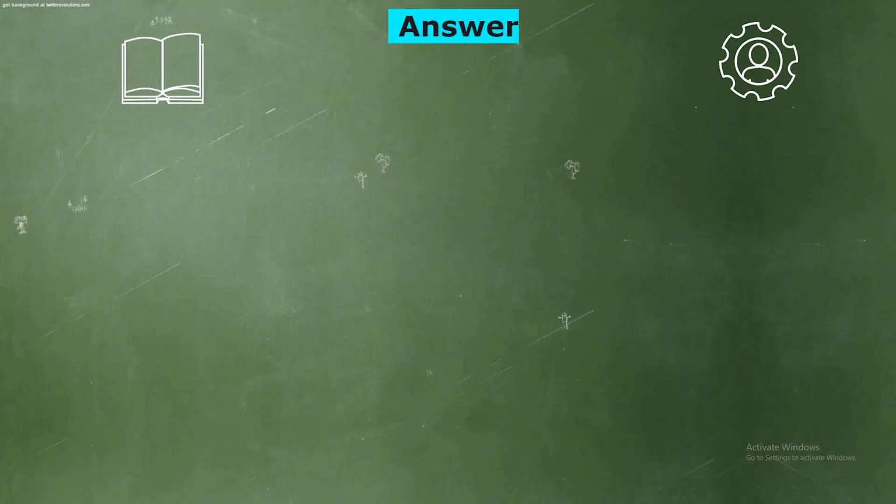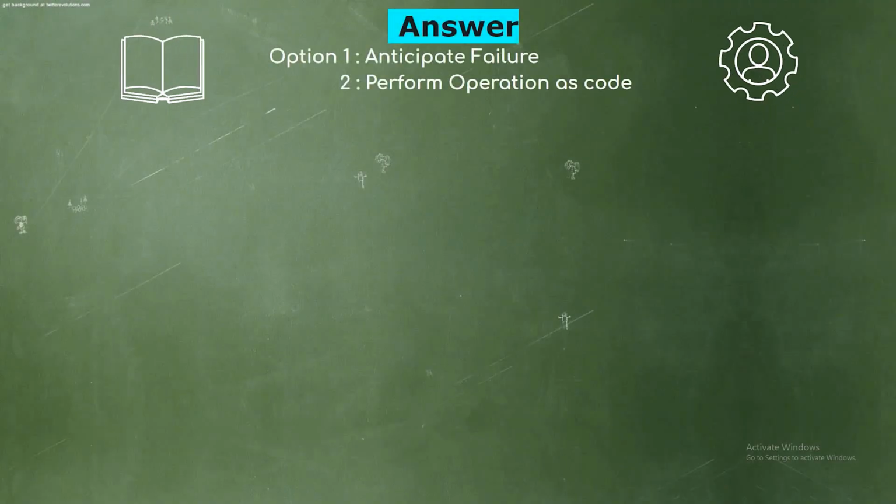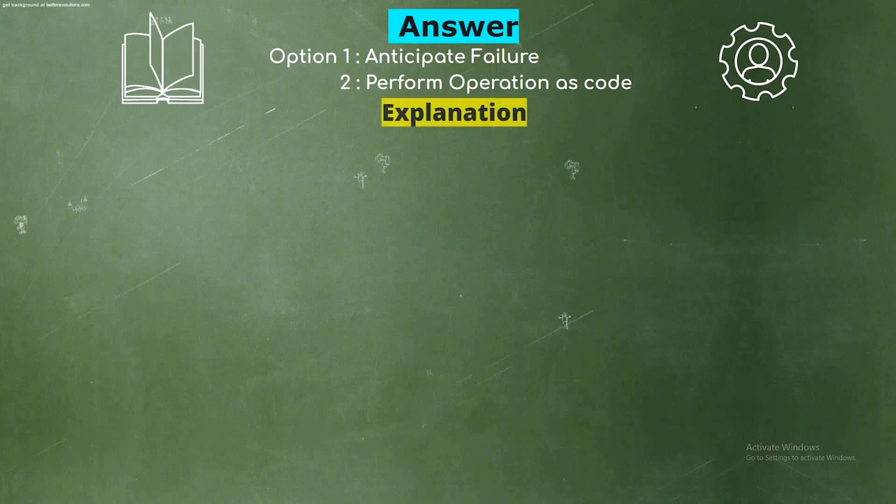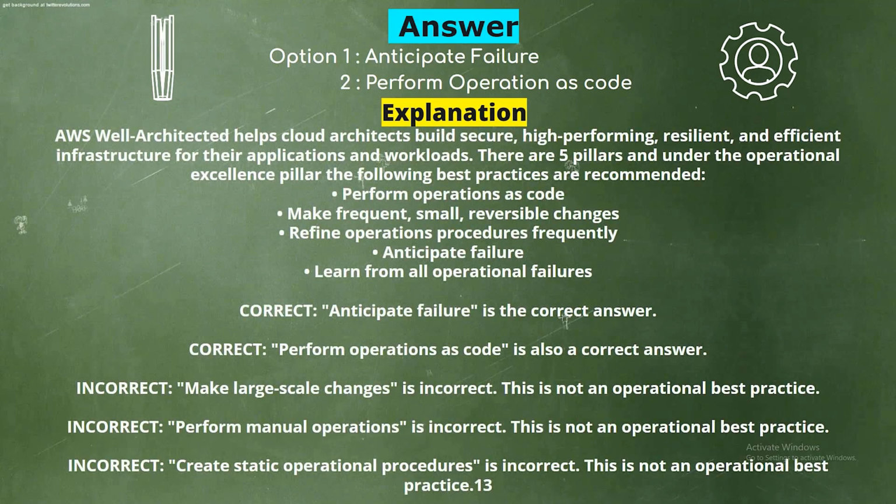And the correct answers are: Option 1. Anticipate failure. And Option 2. Perform operations as code. Explanation. AWS well-architected helps cloud architects build secure, high-performing, resilient, and efficient infrastructure for their applications and workloads. There are 5 pillars, and under the operational excellence pillar the following best practices are recommended.